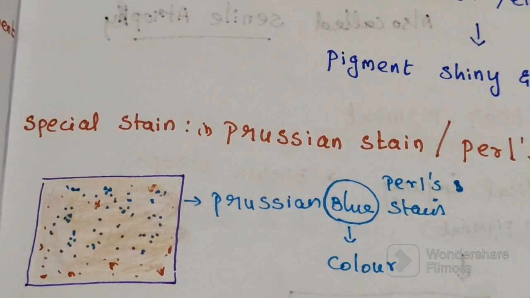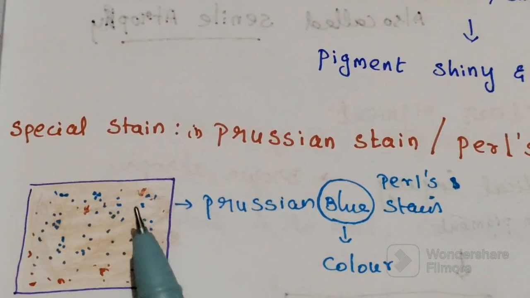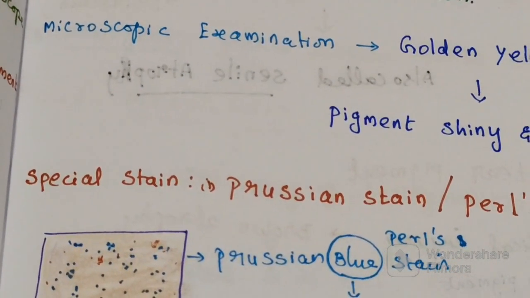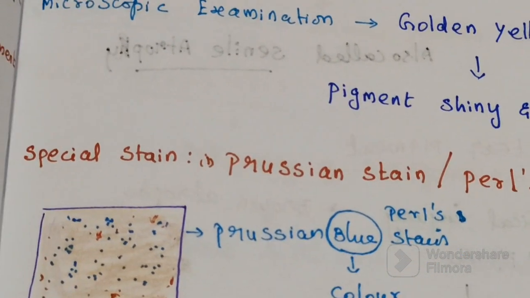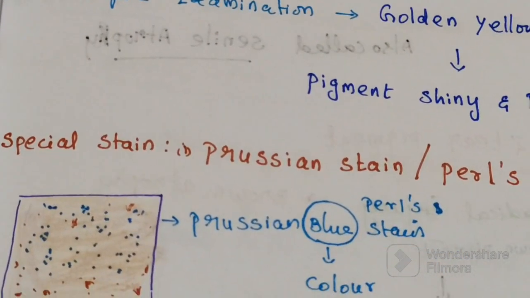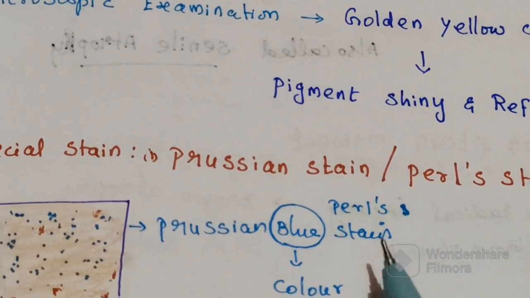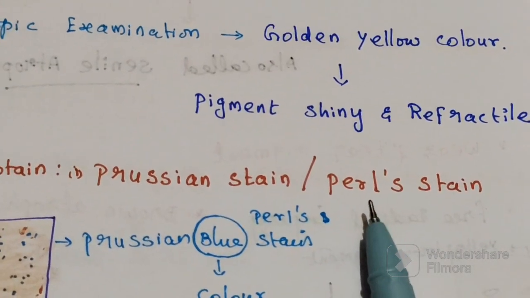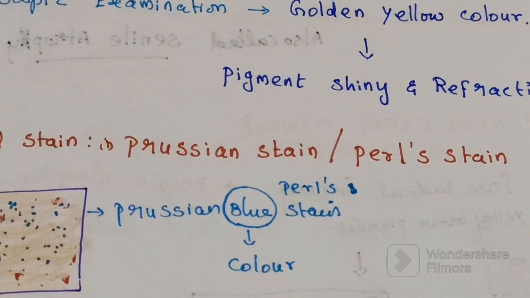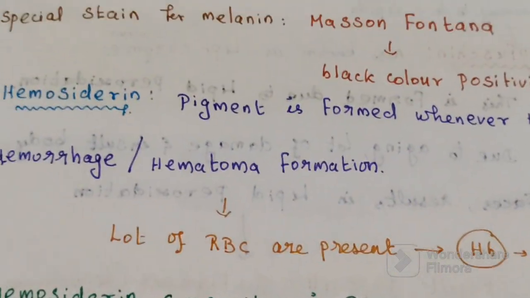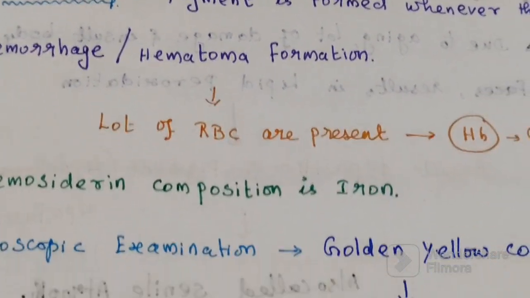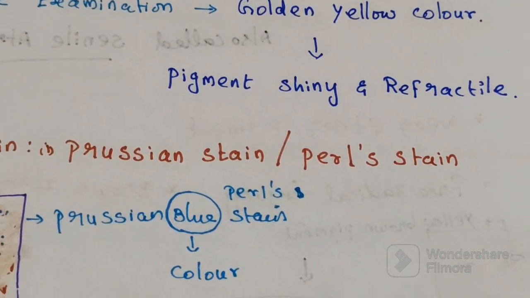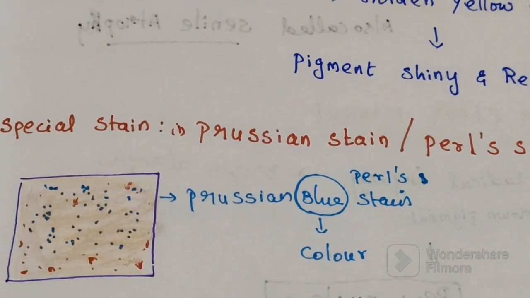See the image. In the image, a lot of blue colored dots are present. The special stain is called Prussian blue stain or Perls stain. It will give a blue color. So the second one is hemosiderin. The special stain is called Prussian blue or Perls stain, producing blue colored dots.